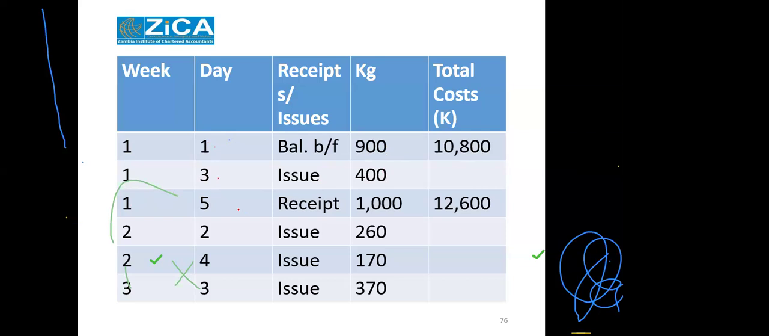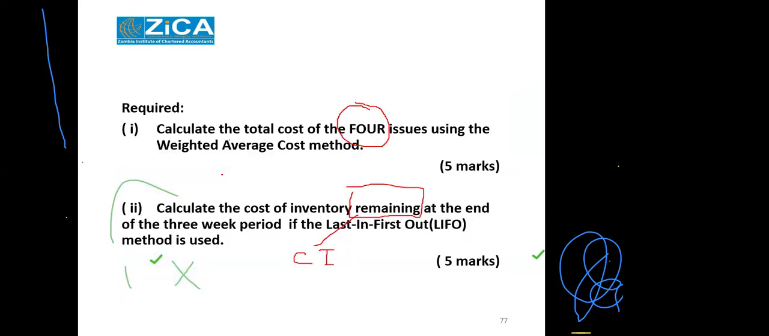Week 1, day 5 would be a Friday in week 1. They received 1,000 units worth 12,600. Then the rest, week 2, there were issues, including week 3 issues. So in terms of the requirement, calculate the 4 issues, then in 2, calculate the closing inventory, for 10 marks. These 2 parts are for 10 marks.